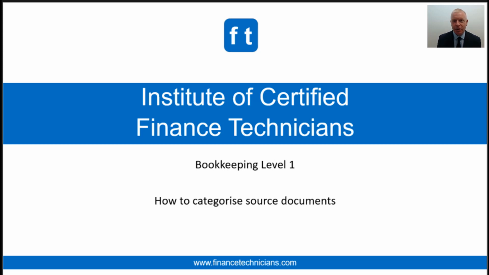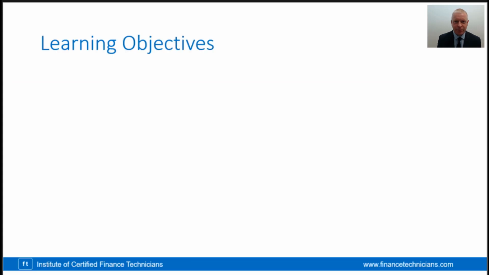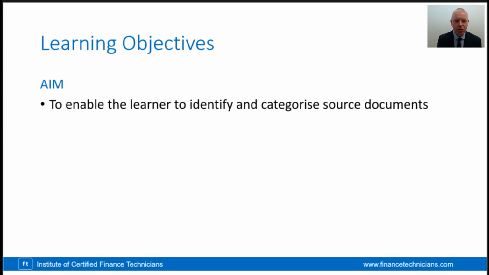First, we're going to look at our learning objectives, which we split into an aim and learning outcomes. So let's have a look at that then. The aim of this particular lecture is to enable the learner to identify and categorize source documents. So we've previously looked at source documents, but we're going to look at them in a little bit more detail at this juncture of the course.